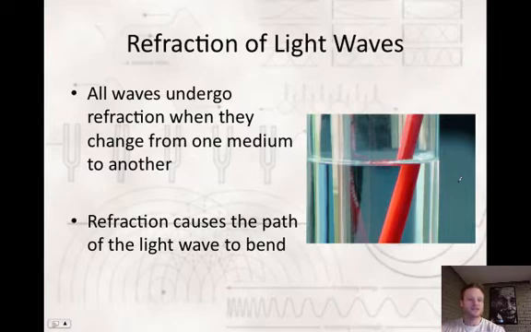Refraction of light waves basically says that waves undergo refraction when they change from one medium to another. If any of you have ever tried to grab a fish in water, or taken a pencil or a pen and stuck it in a glass of water, you can see here's the pencil in air, and then all of a sudden it seems like the pencil's broken once it enters the water. Basically it's a change in the speed that causes you to see the pencil a little differently. That is called refraction, when the path of the light waves has to bend to accommodate that new medium.